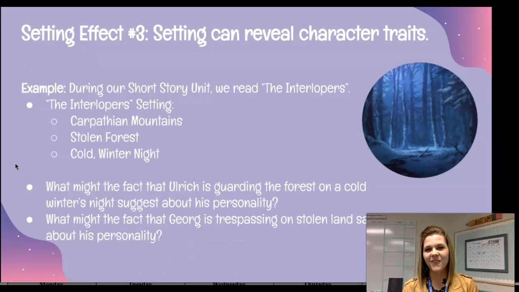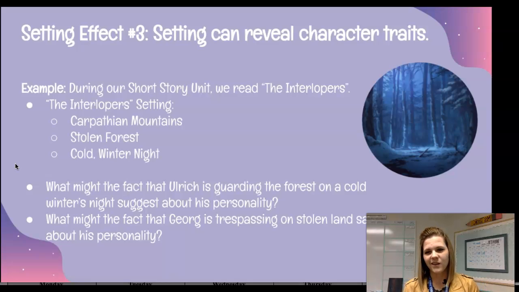The last effect of setting is that setting can reveal character traits. Again, we're still talking about The Interlopers, which takes place in the Carpathian Mountains in a stolen forest on a cold winter's night. Now again, a couple of questions to ask yourself. What might the fact that Ulrich is guarding the forest on a cold winter's night suggest about his personality? It might suggest that he is dedicated and diligent and really protective of the things that are his.